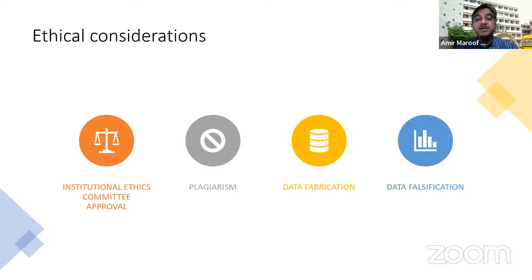Data fabrication, data falsification also. These are unethical, unprofessional, unscientific things, and even at times there are punishments for certain things. And nowadays also every now and then we find many tall figures in science and in various other domains who fall later on in their careers because of plagiarism, data fabrication, data falsification charges.